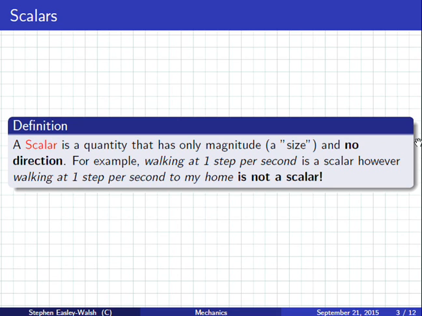That's the difference. The first example is just a number. But in the second example, it's a number and a direction to the home. So this is not a scalar. A scalar is just a number. 1 step per second is a scalar. 1 step per second to my home is not a scalar. Yeah? It's a simple example, I know, but I hope you get the idea.